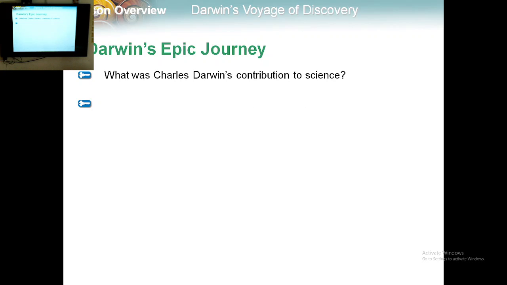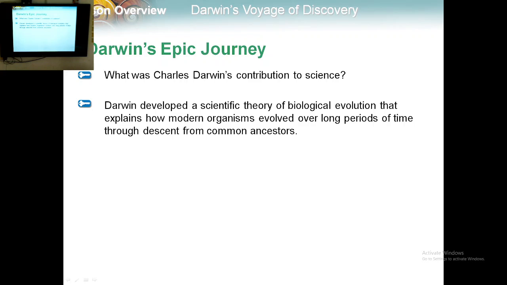What was Charles Darwin's contribution to science? We need to know what Charles Darwin's contribution to science was. Do you know? Have you ever heard of Darwin's name? Let's find it. Darwin developed a scientific theory of biological evolution that explains how modern organisms evolved over long periods of time through descent from common ancestors. So, the discovery of Darwin about biological evolution.